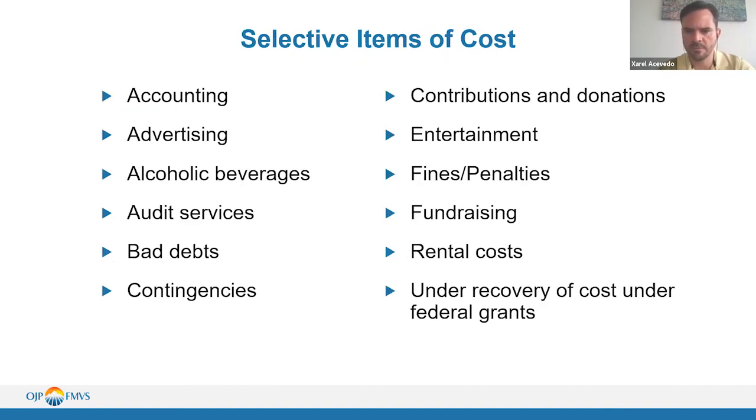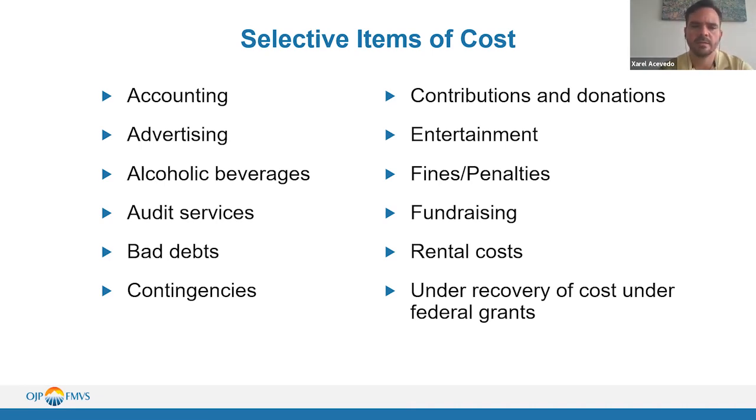All right, selective items of cost. Okay, so these are sort of gray area, tricky costs. We're going to go by a few of them. Again, this list is not exhaustive. There could be others in here, but these are the most common. The first one is accounting. When we say accounting, we're talking about the person that is keeping track of salaries and costs. These people are usually charged as indirect, but they also could be charged as direct. Again, consistency.